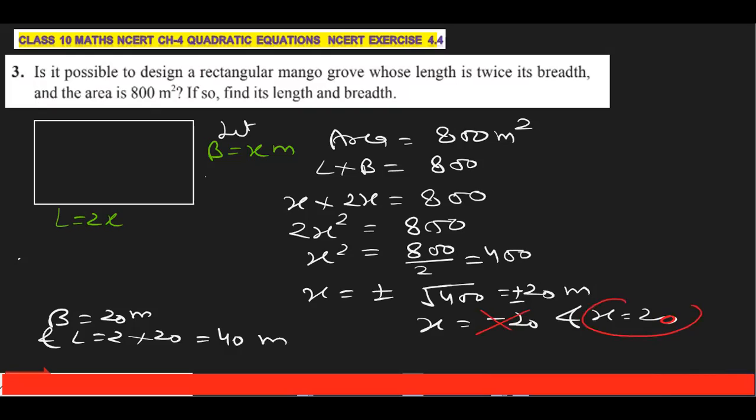So breadth is x meters, and length is 2x meters, which is 2 into the value of x. Answer: yes, it is possible. That's all for this question number 3.